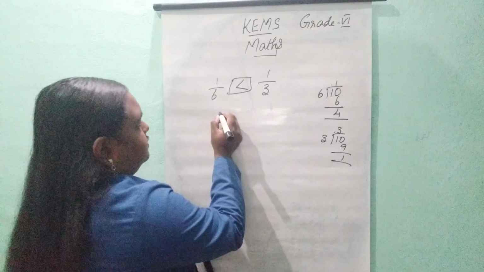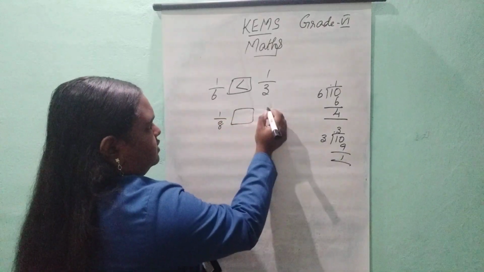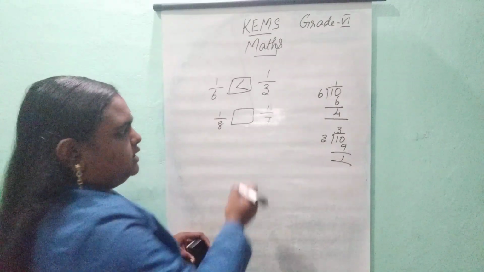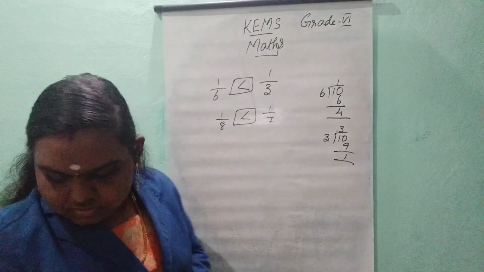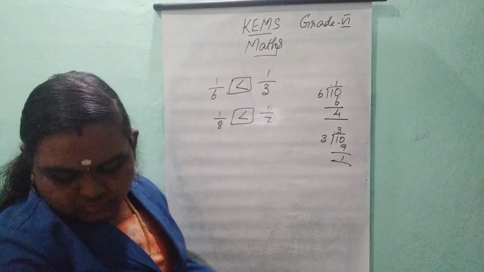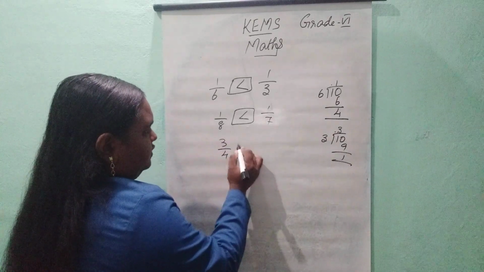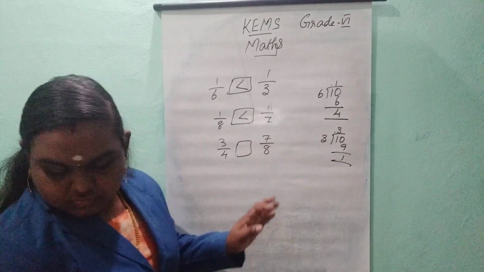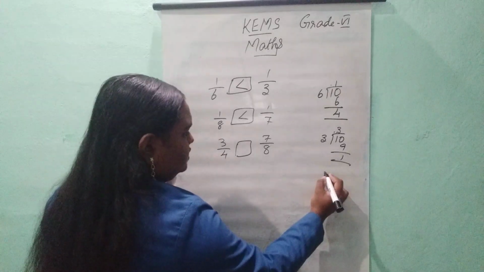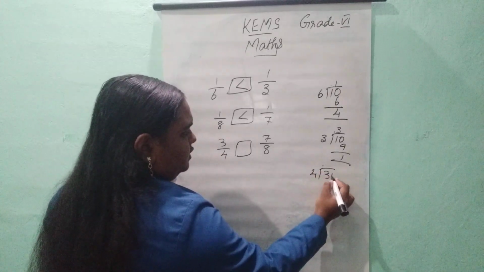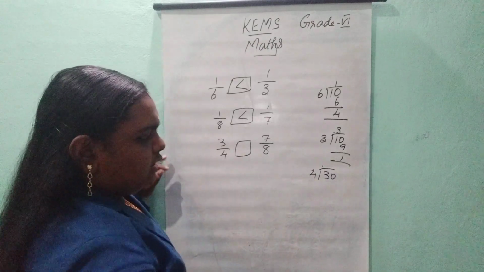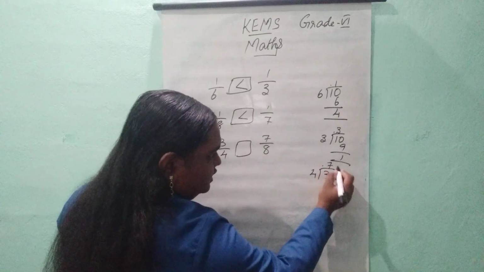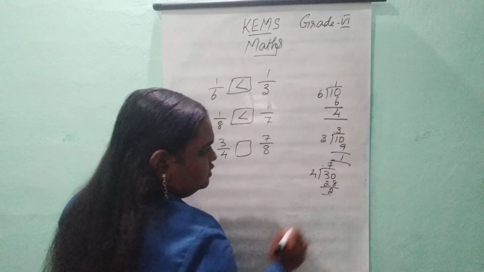Okay. 1 by 8, 1 by 7. What will be the biggest number? 1 by 7. Then the next one, 3 by 4, 7 by 8. We have to take the division. 3 by 4: 0. 1 4 is 4, like that you have to take, 6 4s are 24, 7 4s are 28. So remaining 2.